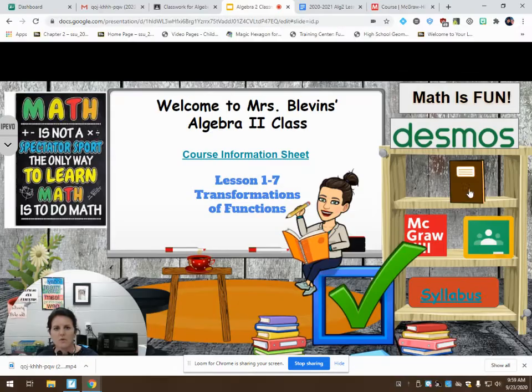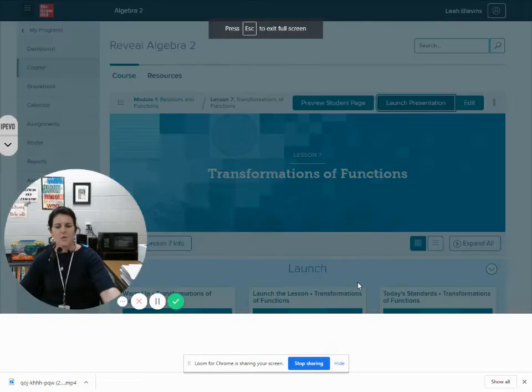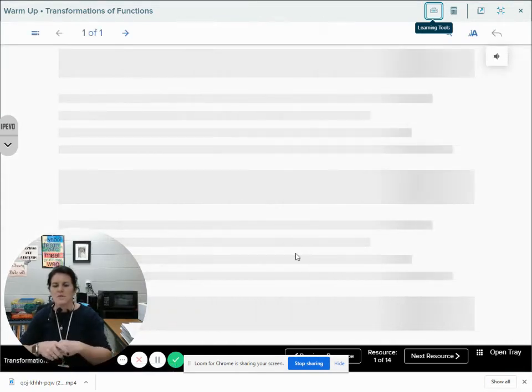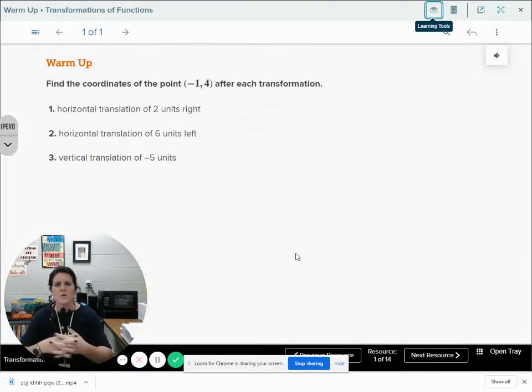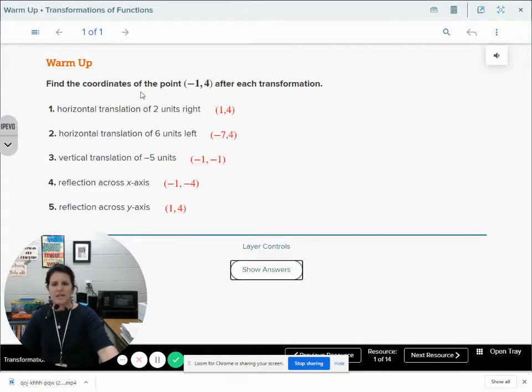All right, so jumping into the lesson, let's launch this over here in our Algebra 2 textbook. We're going to begin with a warm-up, so take a second, pause the video once the screen pops up there, try these problems, and then unpause to check your answers. All right, so we're going to show the answers now.